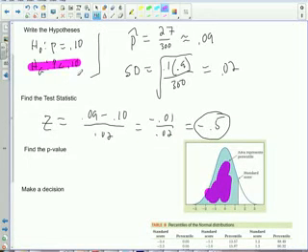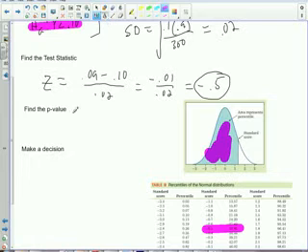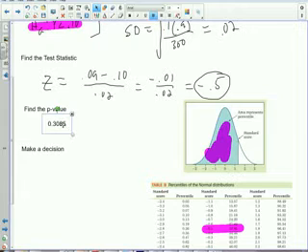Since our HA is also to the left, the table B value is our p-value. So we can say that the p-value is, if we just convert that percentage to a decimal, 0.3085.